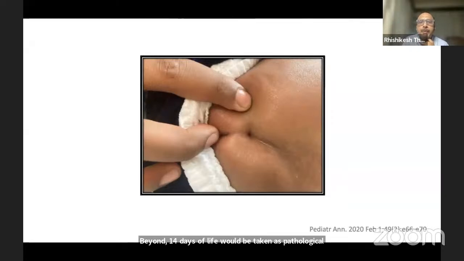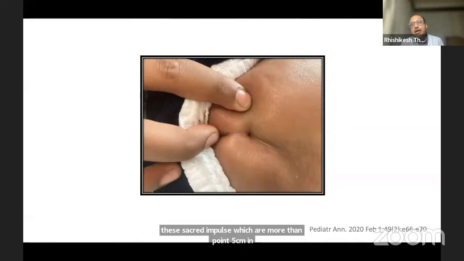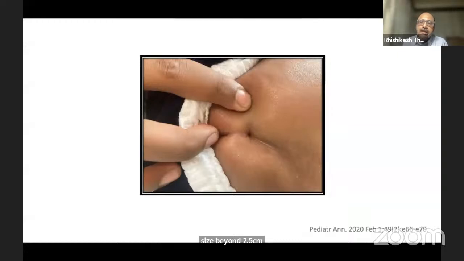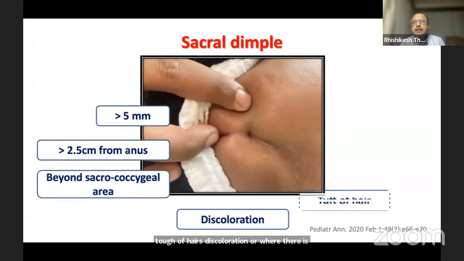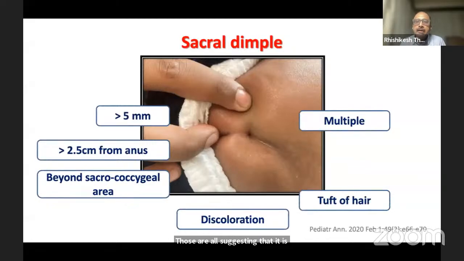Time and again, you would have a mother who would point to you and say, what is it? And obviously, this is a sacral dimple, normal or abnormal. Simply because if you pronounce it as normal, you may end up with a major deficit which would have otherwise gone unnoticed. So how do you know if it is a normal or abnormal finding? Many of the babies would have these, but any of these sacral dimples which are more than 0.5 centimeters in size, beyond 2.5 centimeters circumference, and those which are associated with a tuft of hair, discoloration, or where there is an associated neurocutaneous deficit, those are all suggesting that it is pathological, and you would want to do neuroimaging.